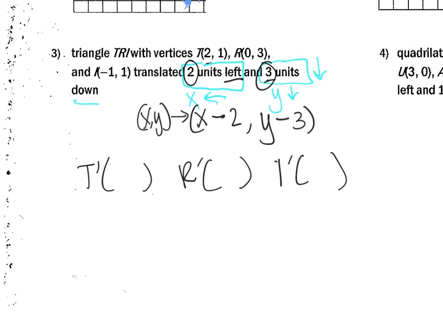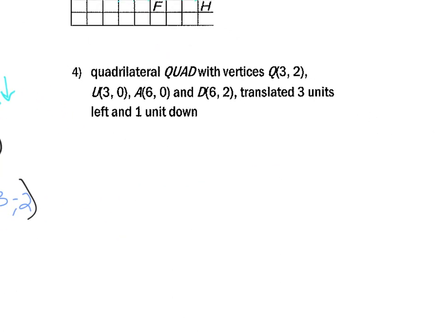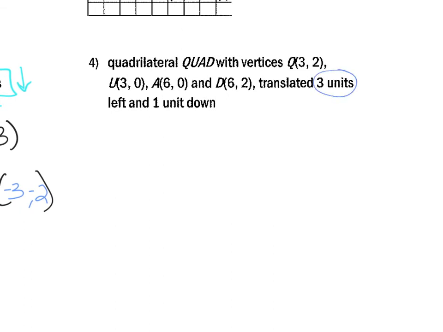So we'll take the original x values and subtract 2 from them. So 2 minus 2 is 0, 0 minus 2 is negative 2, negative 1 minus 2 is negative 3. And then for the y values, same thing. We'll do 1 minus 3, 3 minus 3, and 1 minus 3. So that would be 1 minus 3 would be negative 2, 3 minus 3 would be 0, and 1 minus 3 would be negative 2.